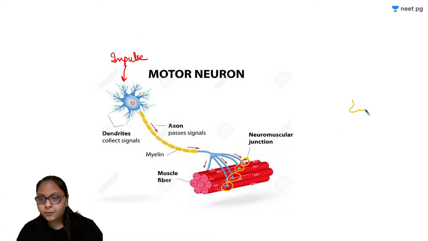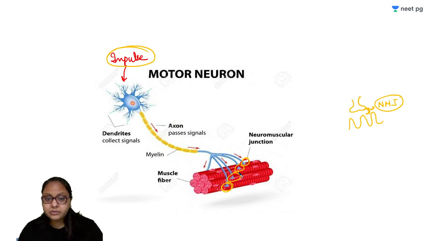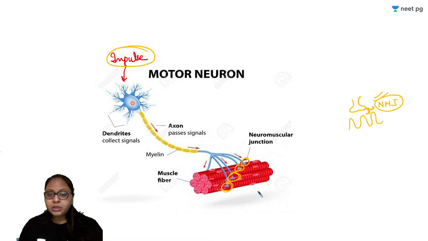These synaptic terminals are in close relation to the muscle fibers, and between the synaptic knob and the muscle fiber there is a space, a junction, and that junction is known as the neuromuscular junction. When the impulse is transmitted via the dendrites, it traverses the axon, enters the synaptic terminals, which have the synaptic knobs in close relationship to the muscle fibers. Now, how the impulse is propagated from the neuron to the muscle, that we'll study.